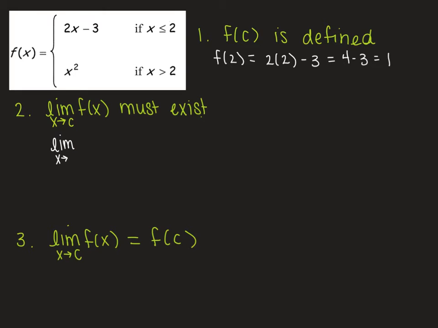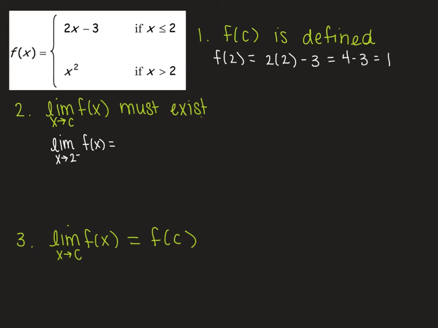So here we go. We have the limit as x is approaching 2 from the left of our function f of x. So again, thinking about the values of x here, when x is to the left of 2, you can see up here, this is when x is less than 2. So less than is to the left. So we're going to be using our top piece.